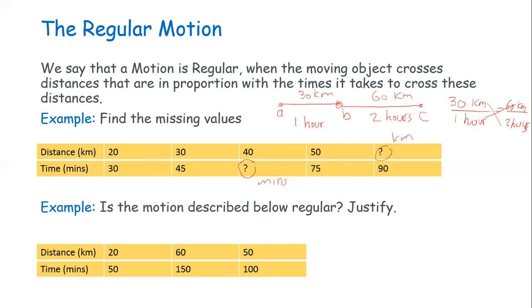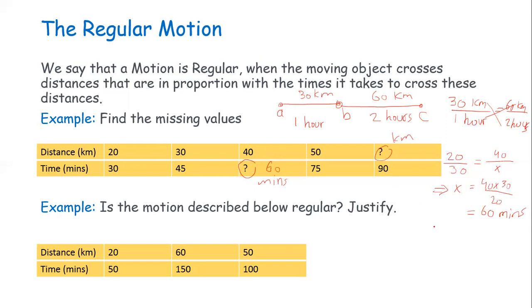Let's start by calculating the first one. So here the following proportion must be satisfied. 20 over 30, which is the first ratio, must be equal to 40 over x, which is the missing value. From here we conclude that x is equal to 40 multiplied by 30 over 20, which is 60 minutes. So the object needs 60 minutes to cross a distance of 40 kilometers.